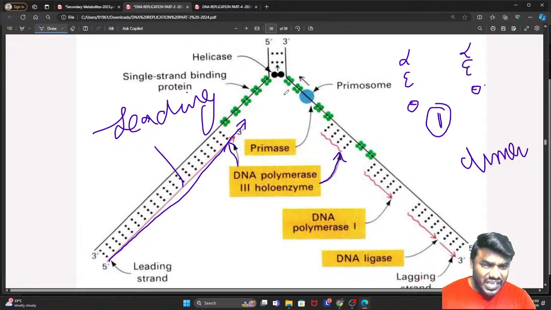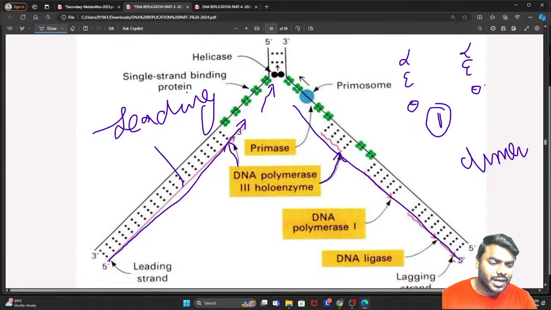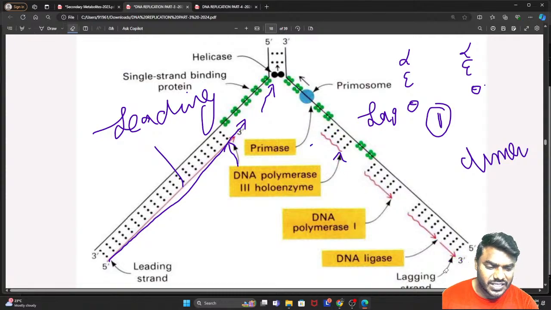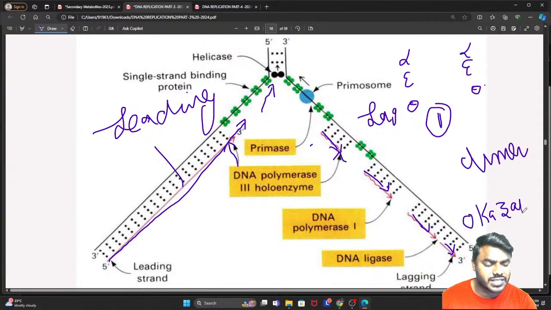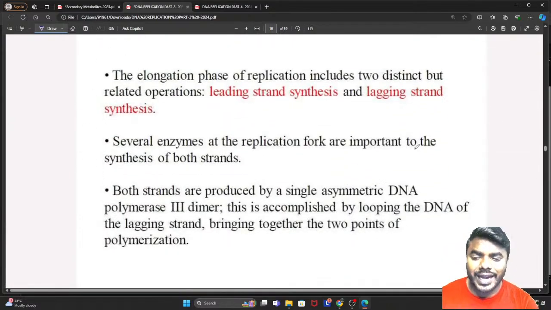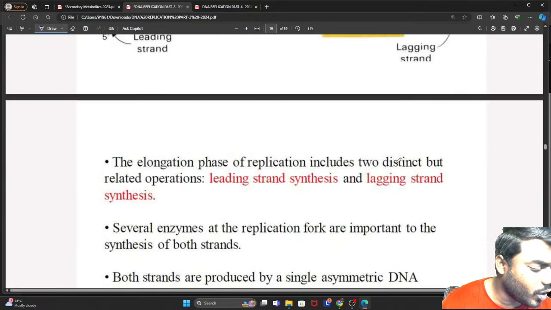Now, this is how the replication fork is moving, but another strand is moving away from the replication fork, which we generally call the lagging strand. Whenever the lagging strand is synthesized, it is always synthesized in the form of pieces, and those pieces we generally call Okazaki fragments.